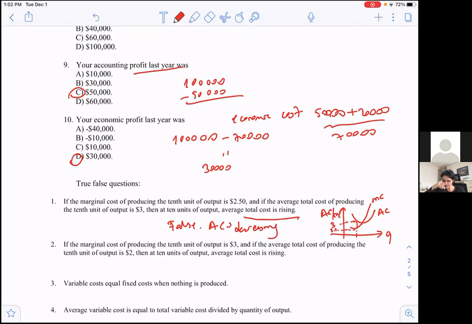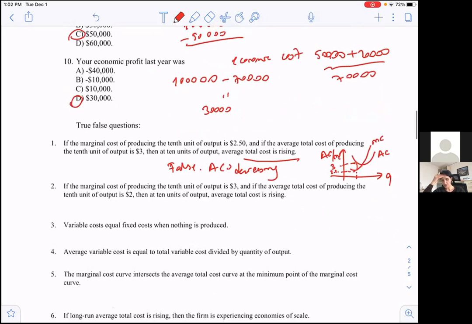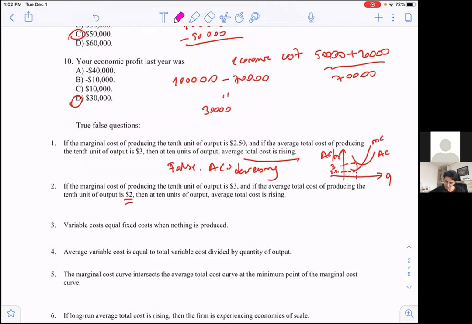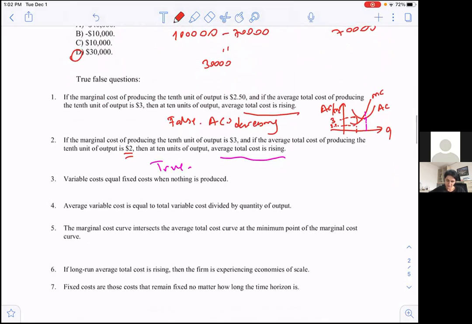Okay, if the marginal cost of producing the 10th unit of output is 3 and average total cost of producing the 10th unit is 2, now we are on the other side. Okay, marginal cost is above the average cost, then average total cost is rising. True.